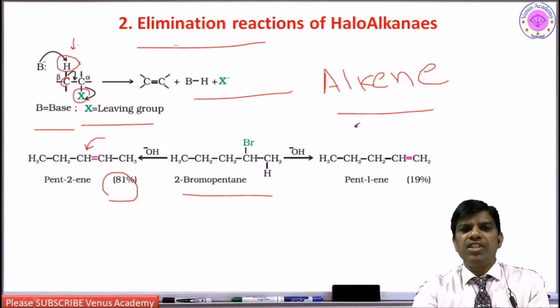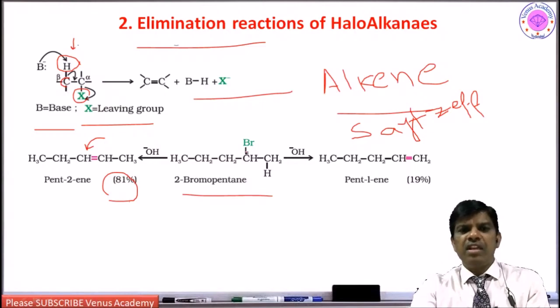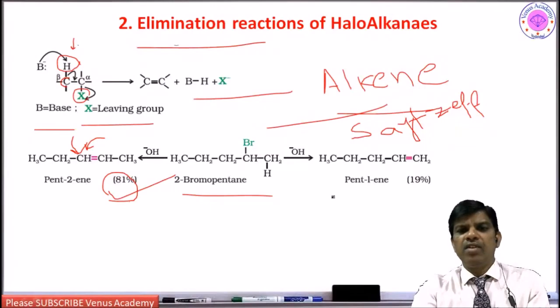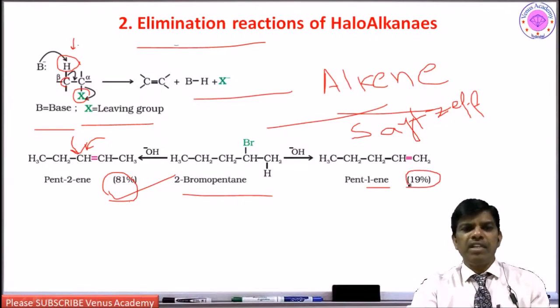The point is Saytzeff's rule. This rule states that during the elimination, the hydrogen will be removed from the highly alkylated carbon. Based on Saytzeff's rule, pent-2-ene is formed as the major product, 81%, whereas pent-1-ene is only 19%. Let us see the mechanism, and you will come to know the detail.